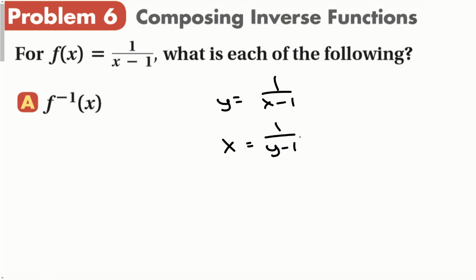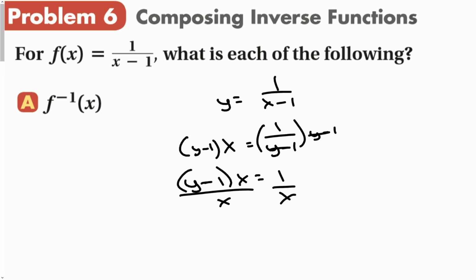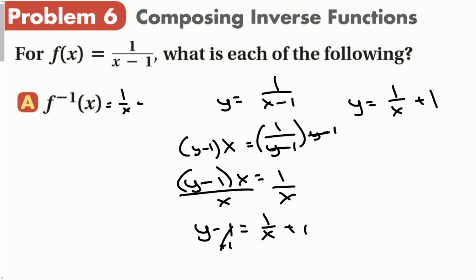Now, I don't really want to add everything to both sides, so let's just multiply both sides by y minus 1. That cancels that. So we have y minus 1 times x is equal to 1. Then just divide out the x. So y minus 1 is equal to 1 over x. And now y is by itself. So y is now equal to 1 over x plus 1. Okay? Seems like a function. So the inverse function is 1 over x plus 1.